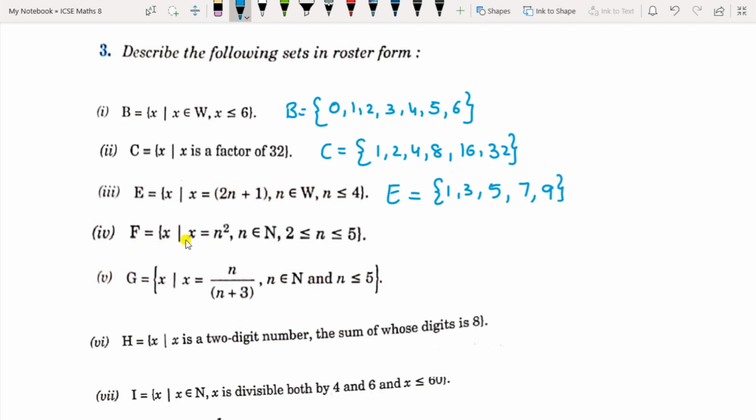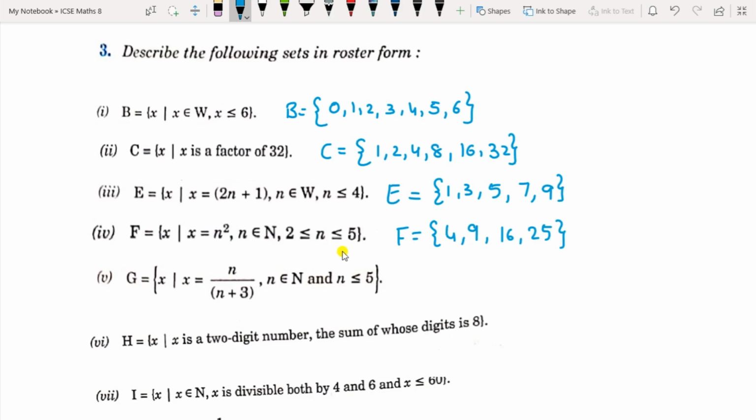F, x such that x equals n square, n belongs to natural numbers, and it is between 2 and 5, including 2 and 5, because of the equal to sign here. So you have to take the natural numbers from 2 to 5, substitute in the value here and find the value of x. So let us start. F equal to, starting from 2, substitute 2 here. 2 square is 4. Then 3 square is 9. 4 square is 16. 5 square is 25.